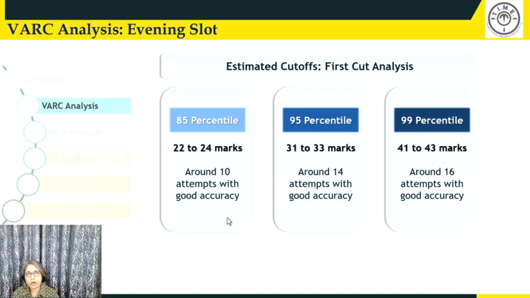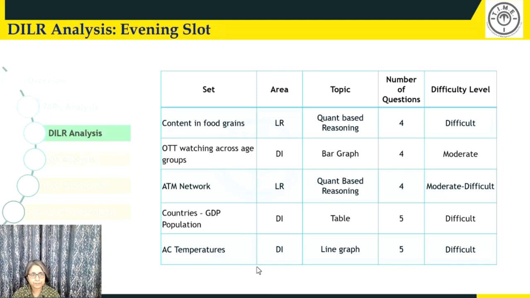But yes, like always, this is a section that demanded from the students a lot of prior reading practice and practice of the various VA questions also. So our study material and tests would have been sufficient preparation, with all the variations and patterns that we have provided, to be able to attempt this section. Let's go on to DILR.